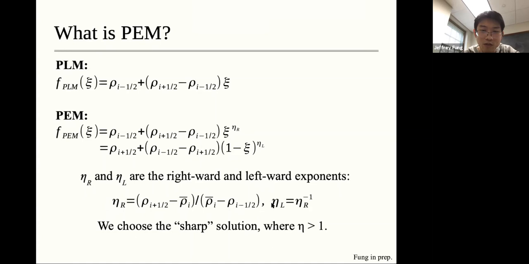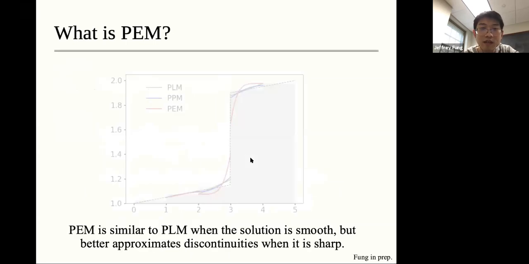So one is always going to be larger than one, and the other is always going to be smaller than one. So we have to choose one of these two, and we always choose the sharp solution where you have a larger eta. So the exponent, for example, if eta r is larger than 1, we will use this expression. If eta l is larger than 1, we will use this expression.